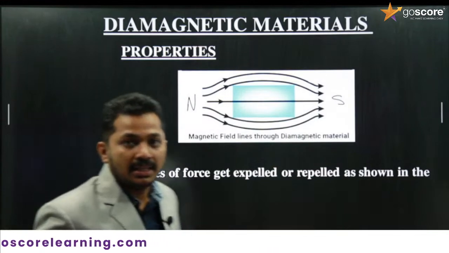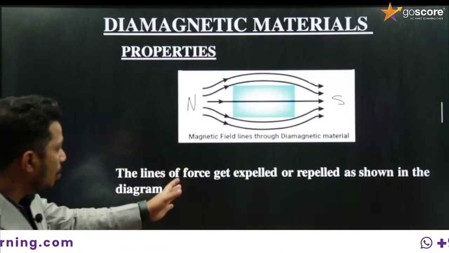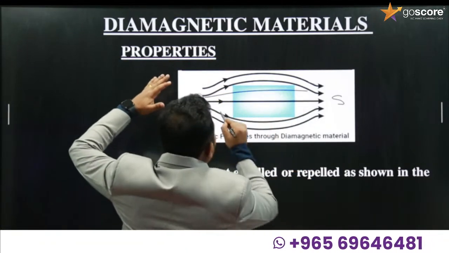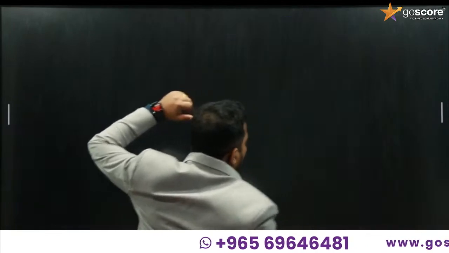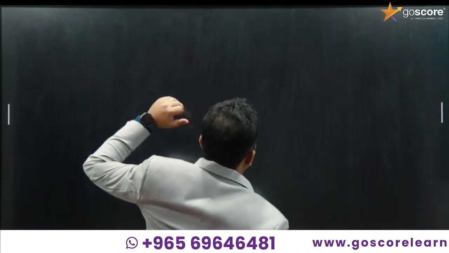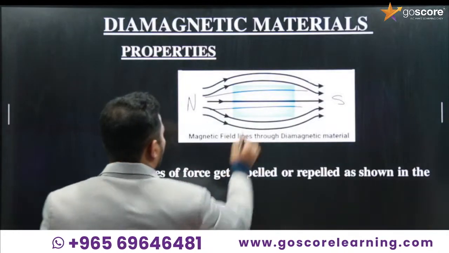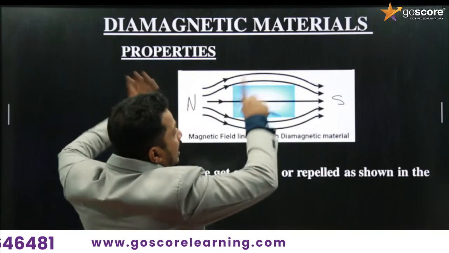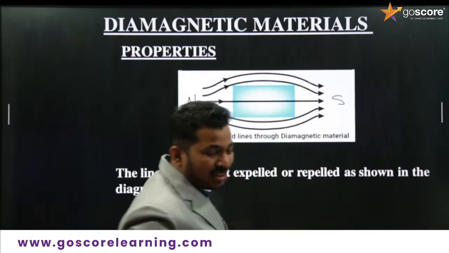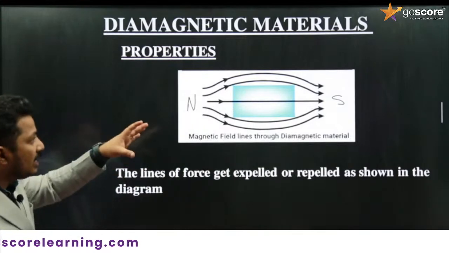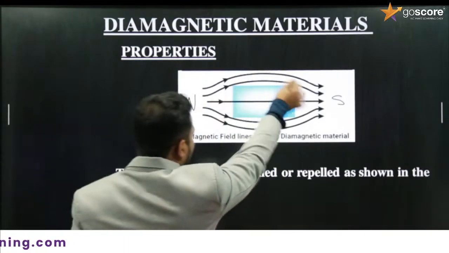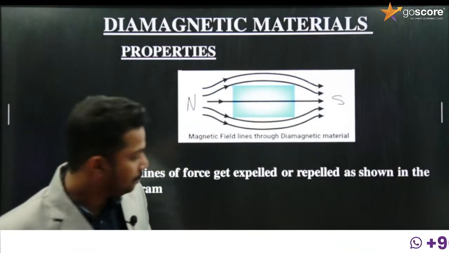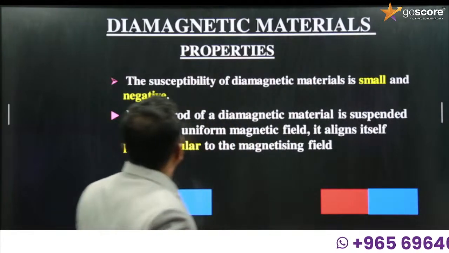Okay, clear? So the lines of force get expelled or repelled. They are getting expelled, right? So this is the actual path. But since there is diamagnetic material, they will repel or expel the magnetic field lines of force. That's why the field lines prefer passing through the surrounding air. Okay, easy. Then properties.